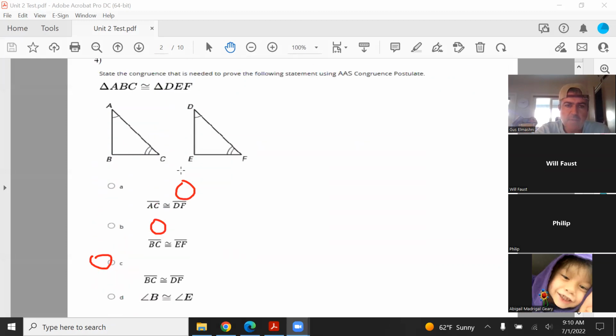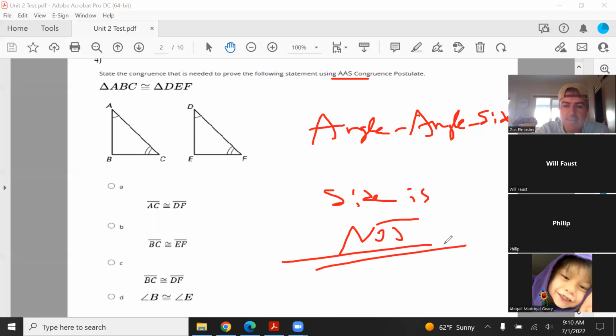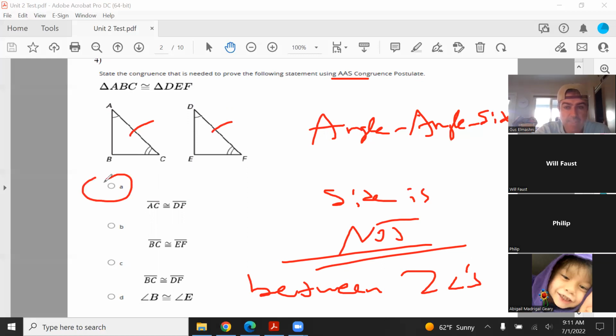Number 4 gave some people some trouble. So remember, you want AAS, right? Angle, angle, side. So this means that the side is not, I emphasize not, between the two angles, okay? It's not between the two angles. Some of you picked A, but clearly that side is in between the two angles. So the answer is not A.